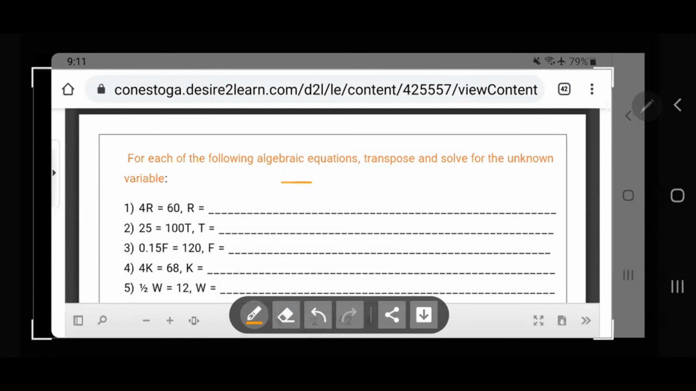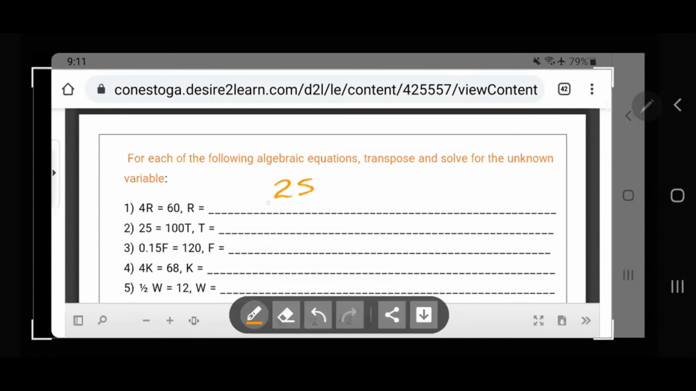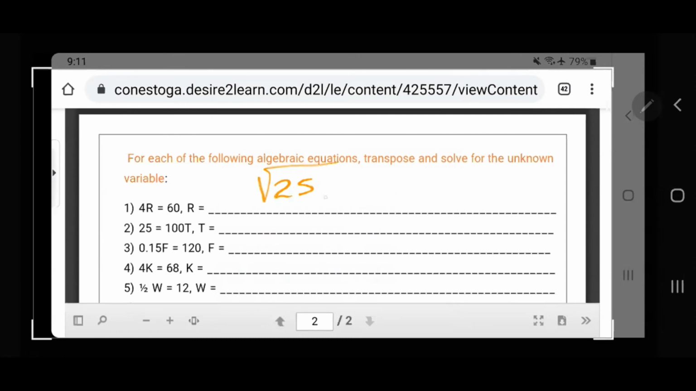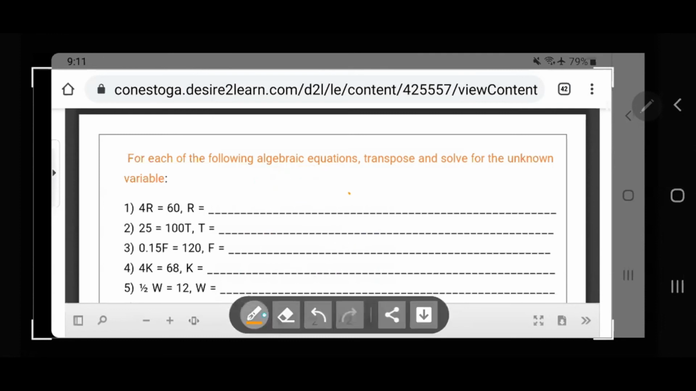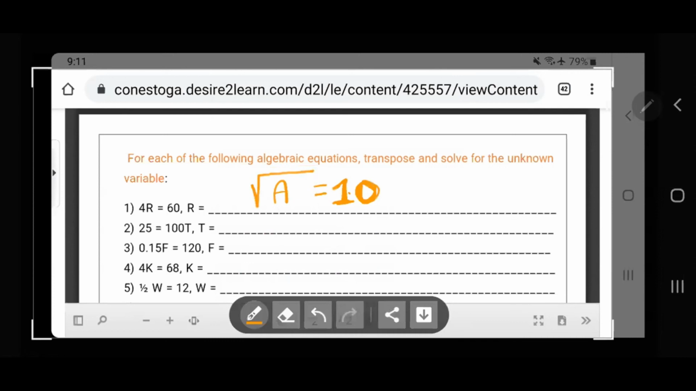So let's say that we have, well, the same 25, whatever. Let's put it like this: the square root of a is going to be equal to 10. And then I want to be able to find out what is the variable that I have. If the square root of a is equal to 10, what is the value of a? Well, we do the same thing that we have been doing so far.